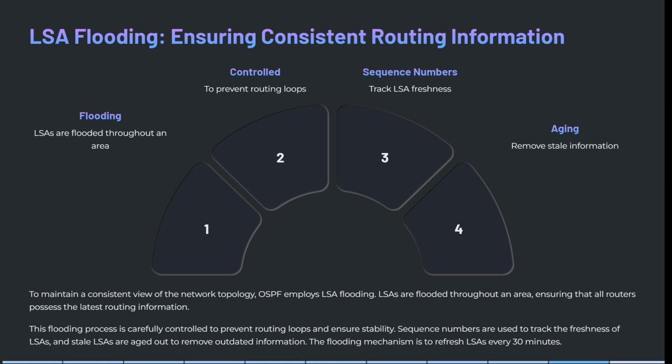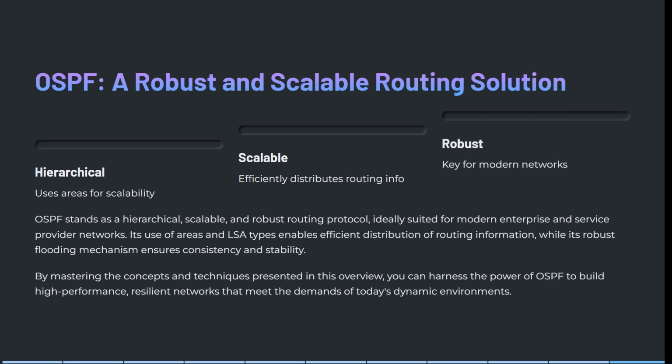LSAs are flooded throughout an area, ensuring that all routers possess the latest routing information. This flooding process is carefully controlled to prevent routing loops and ensure stability. Sequence numbers are used to track the freshness of LSAs, and stale LSAs are aged out to remove outdated information. The flooding mechanism refreshes LSAs every 30 minutes.